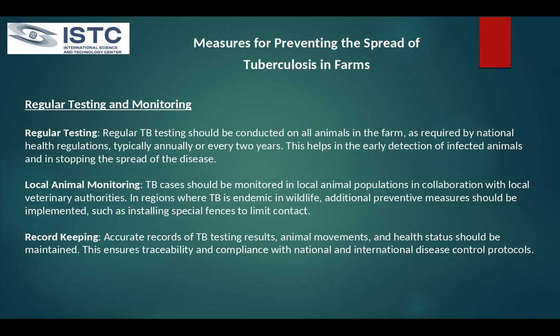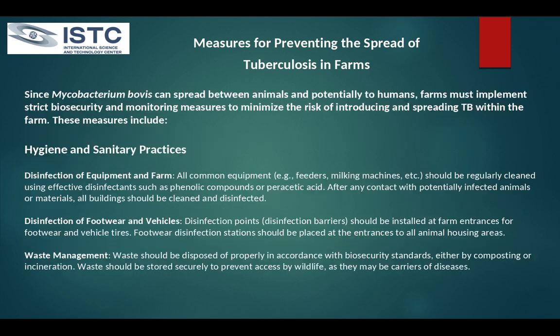Regular testing and monitoring of animals. Regular TB testing of animals should be conducted annually or biennially to detect infections early and prevent disease spread. TB cases should be monitored in local animal populations in collaboration with veterinary authorities. In regions where TB is endemic in wildlife, additional preventive measures, such as special fencing, should be implemented to minimize contact. Accurate records of TB testing and monitoring results should be maintained, and management of animals and equipment. Regular refresher training should reinforce these principles.